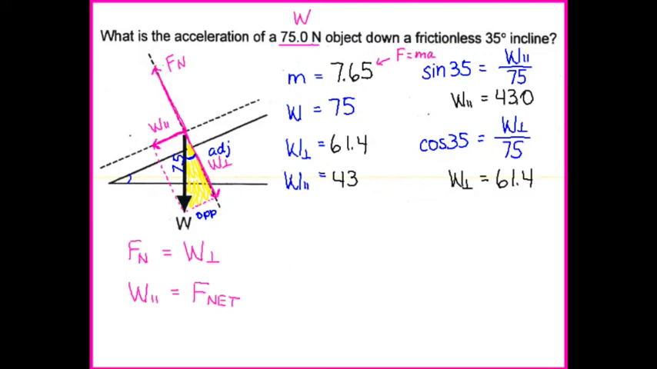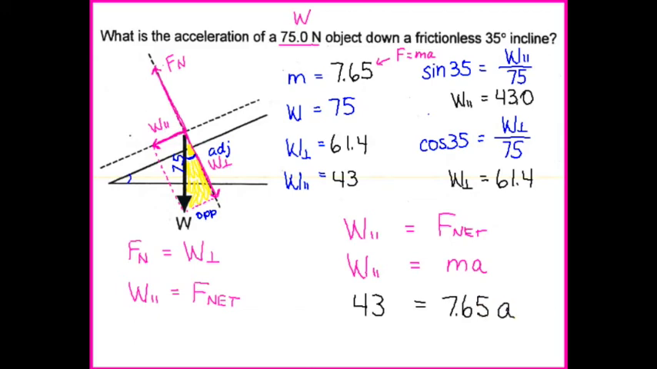Okay, so I've got my list of stuff. I'm ready to solve. I'm looking for the acceleration of the object. So I'm going to pick my net force equation down here. I'm going to put in my little equation for Fnet. Fnet equals ma. I'm ready to fill numbers. I know weight parallel is 43. I already found that. I know mass is 7.65. I already found that. So now I'm just solving for a. Divide both sides of the equation by 7.65. And I get my acceleration is 5.62 meters per second squared.